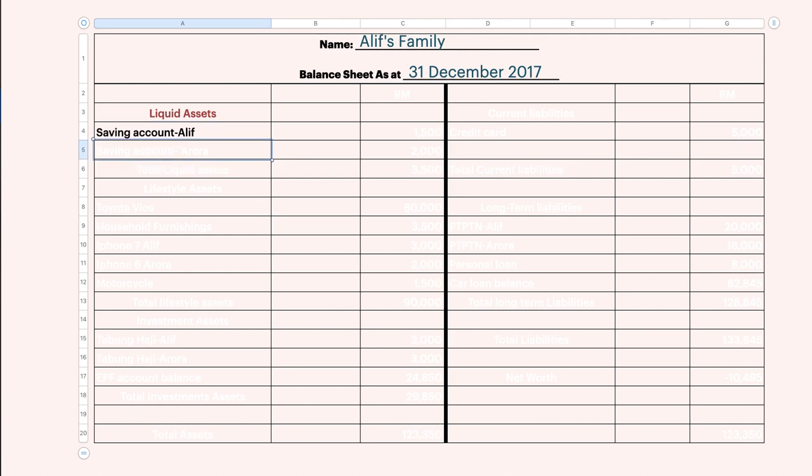has a saving account, and Arora also, and the amounts are 1500 and Arora 2000. Okay, so no more liquid assets, so we can total the liquid assets and you will get 3500 ringgit. Okay, now we move to lifestyle assets.